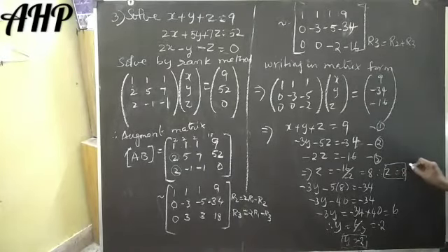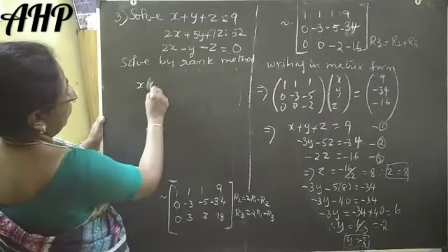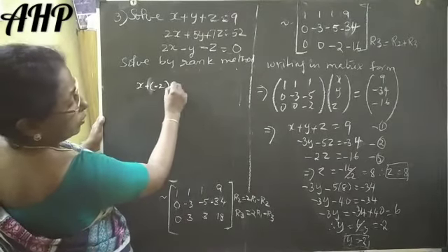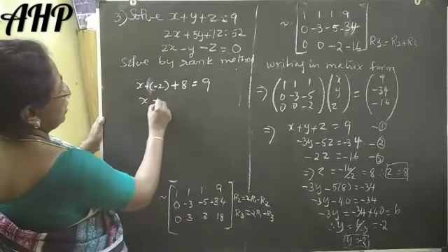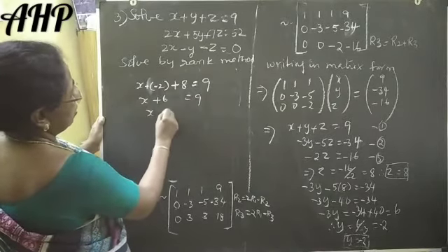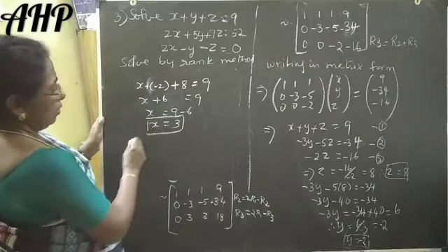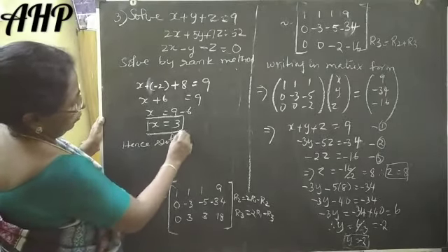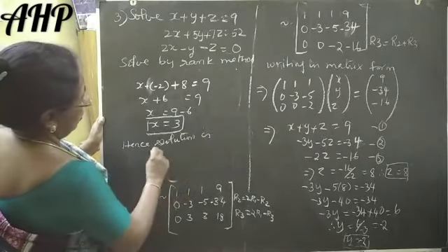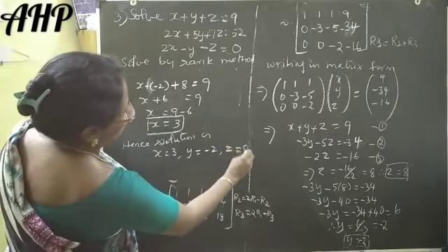Now substituting this z value and y value in equation 1, we get x plus minus 2 plus 8 is equal to 9. So x plus 6 is equal to 9. So x is equal to 9 minus 6 gives you 3. So x is equal to 3. Hence, the solution is x is equal to 3, y is equal to minus 2 and z is equal to 8.